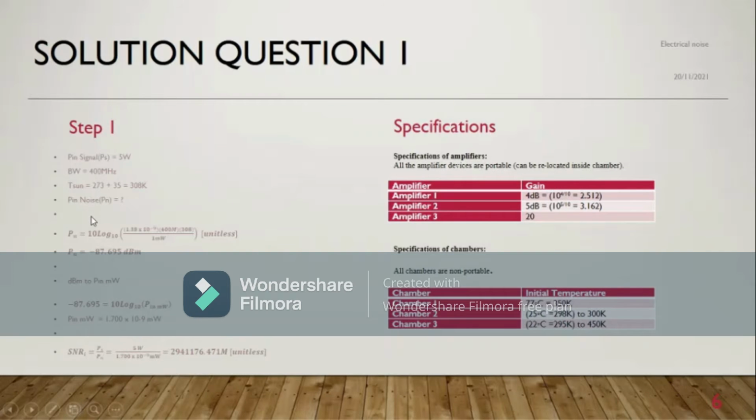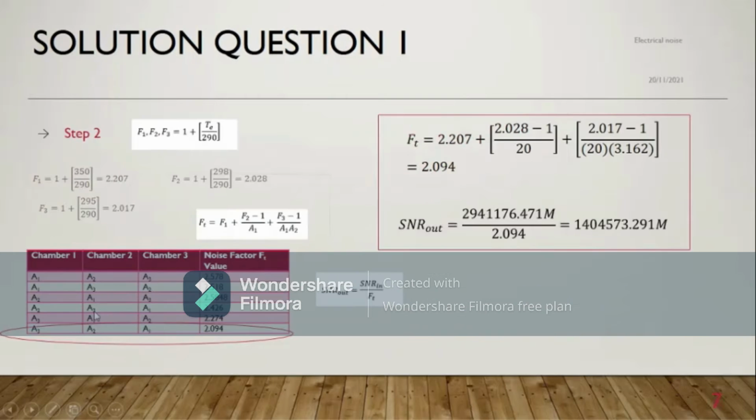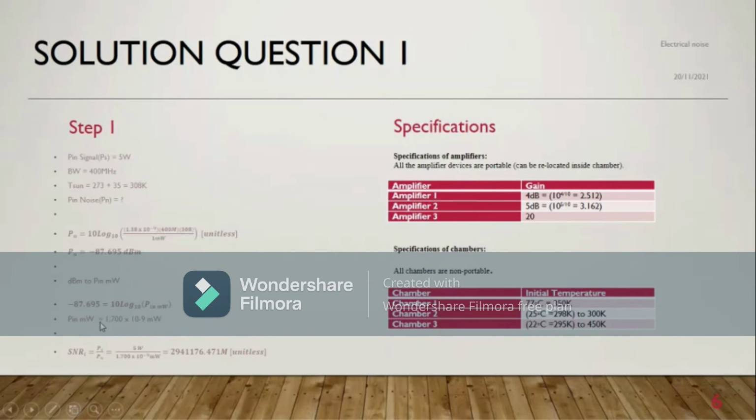The noise power we get from this formula: 10 log of k times bandwidth times temperature of the sun, divided by 1 milliwatt. This is negative 87.695 in decibel milliwatt. So we convert decibel milliwatt to power in milliwatt, and we get 1.7 times 10 to the power of negative 9 milliwatt.